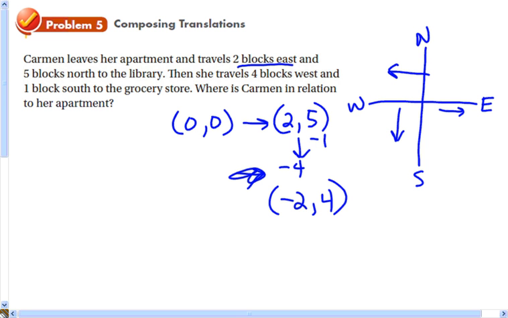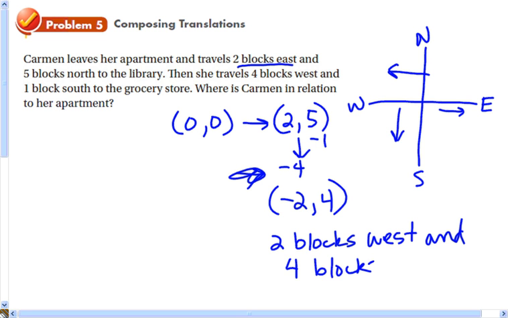In relationship to where her apartment is, the x-coordinate is left and right, so -2 would be left 2 units, which is west. So she is 2 blocks west. And the y-coordinate 4 would be up 4, which is heading north in a positive direction. So we're going to say she is 4 blocks north. All right, go ahead and try that.